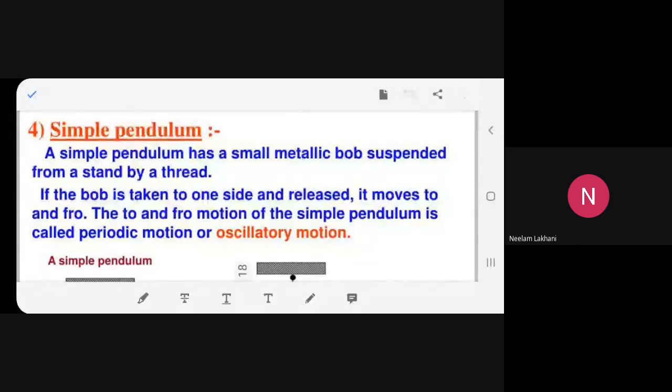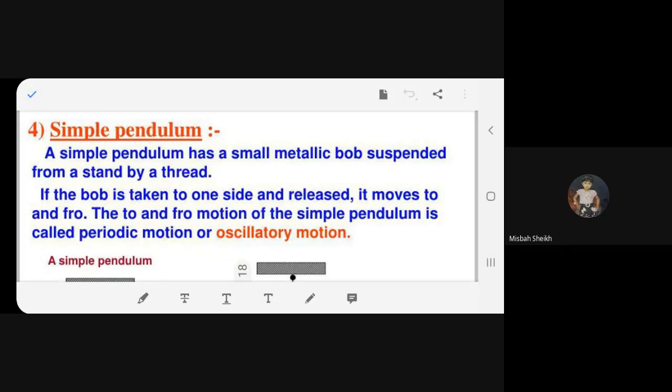And whenever there is a comma, what should we do? We should pause, isn't it? We should not stop, but we should pause. But you did not. So now learn from today that whenever there is a comma, you have to leave a pause and then continue. How should you read, beta? If the bob is taken to one side and released, it moves to and fro. This is how you should continue.